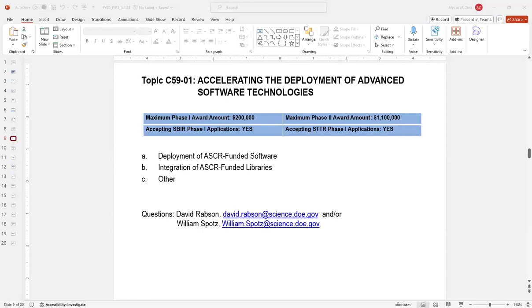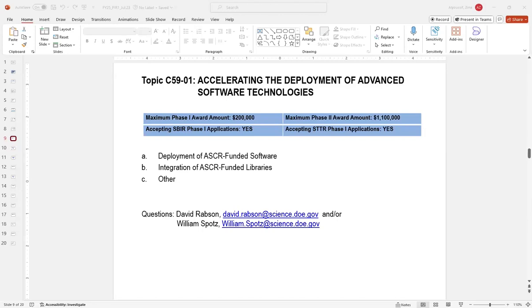In this first topic, we're really aiming to take the investment that we've made, Advanced Scientific Computing Research, known as ASCR, in this software and try to get it out to a broader audience. So the two main subtopics concern deployment of ASCR-funded software and the integration into a commercial product of ASCR-funded libraries. All these subtopics must depend critically on ASCR-funded software.